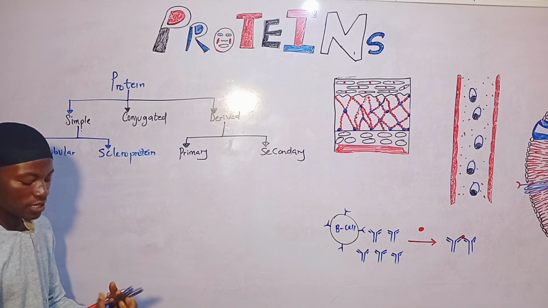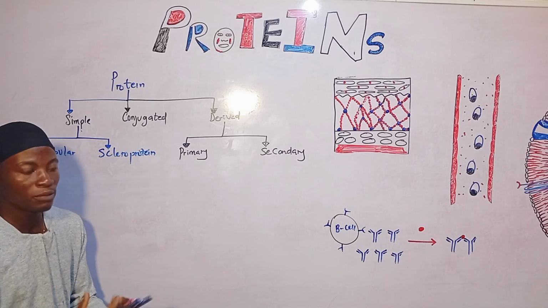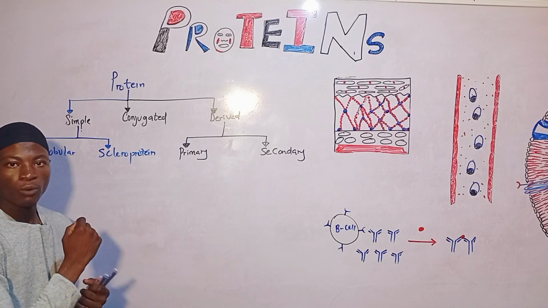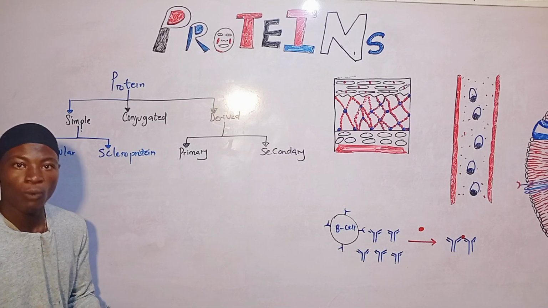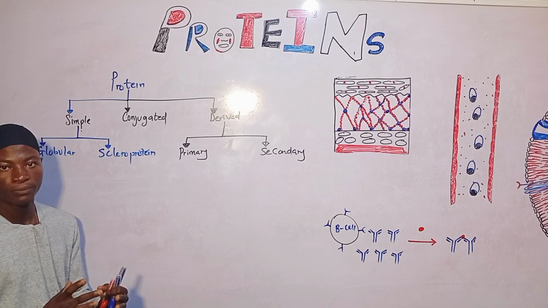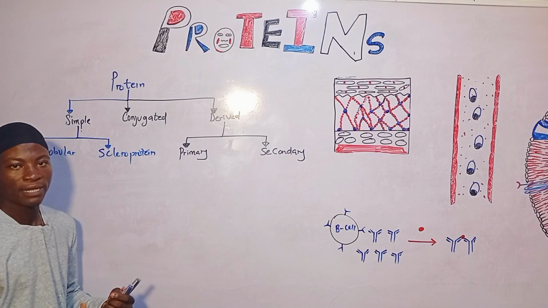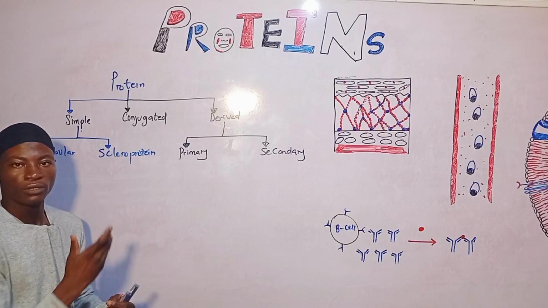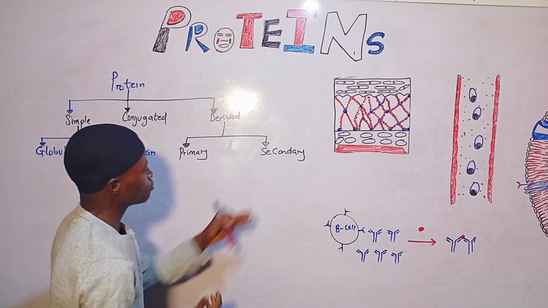Let me just come back to my point. Prosthetic groups are a kind of element or compound that is tightly bound to a protein molecule. Whenever any element or compound is tightly bound to a protein molecule, we call it a prosthetic group, because it is the non-protein part of the molecule. So conjugated protein contains the protein part and the non-protein part. Depending on the non-protein part, we have different types, which I'm going to give you examples of in a moment. Then the next one is the derived protein, which is further divided into primary and secondary.